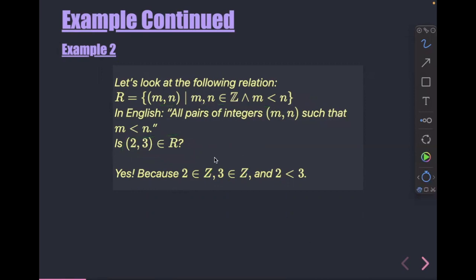Another common way you might see it is 2R3. This is just another type of syntax, but it's saying the same thing: that this relation R exists between 2 and 3, and you're just writing the R in between. So that's just another way you could describe it if you wanted to.